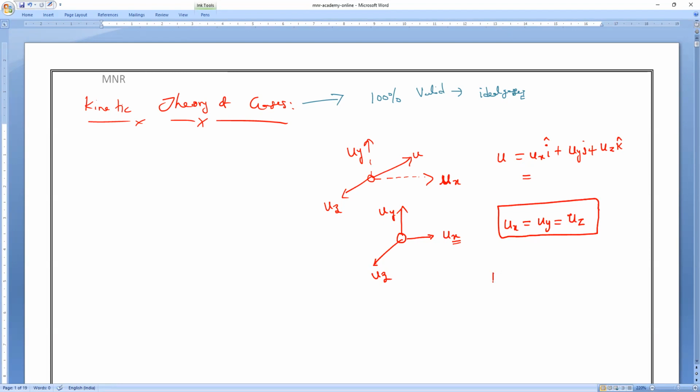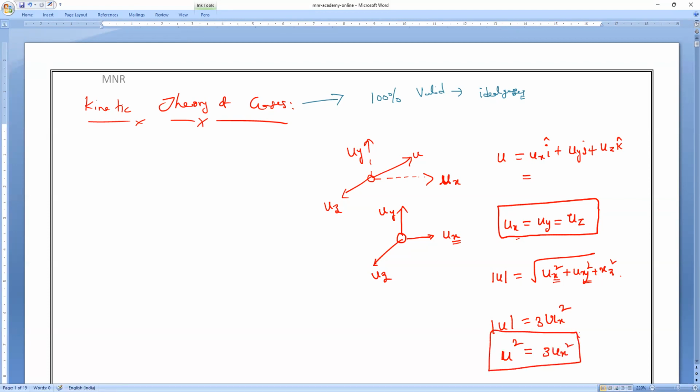So if you apply the square root on both sides, what will happen? Mod u is equal to root over the square of velocity in the x direction plus the square of velocity in the y direction plus the square of velocity in the z direction. I'll replace uy and uz with ux, so we get root of 3ux square. Am I right, guys? Please respond. So average velocity u is equal to root of 3ux square. This is the velocity of a particle.